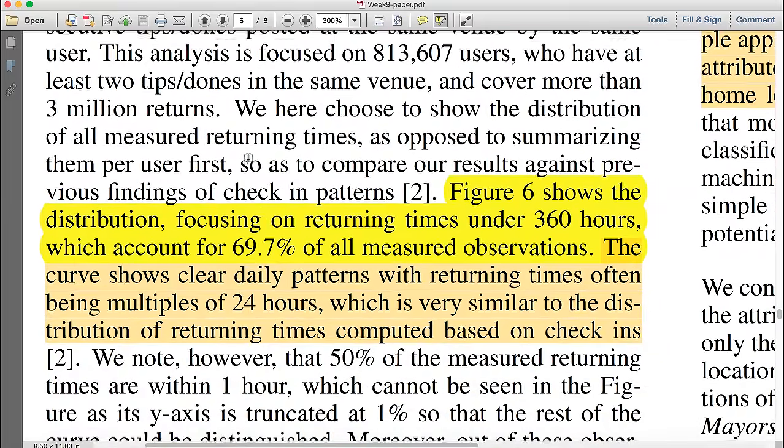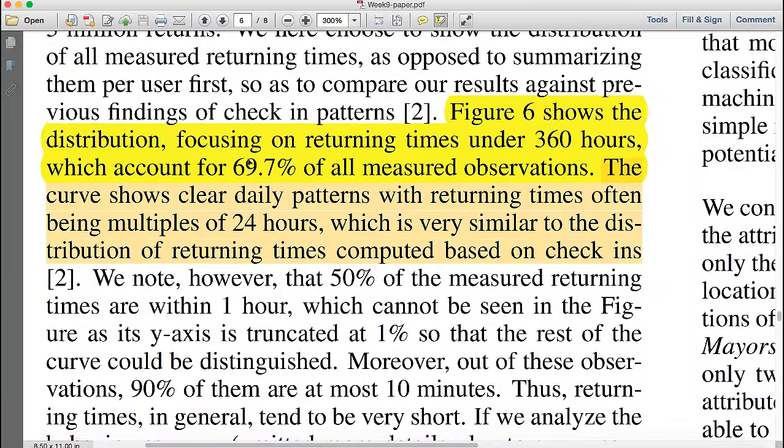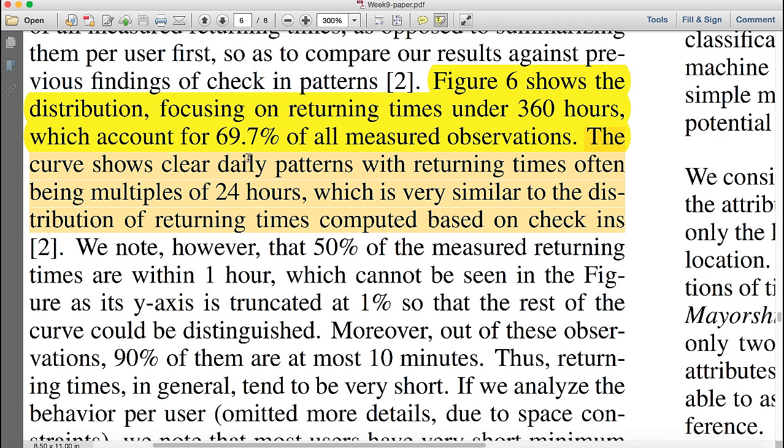Figure 6 shows the distribution focusing on returning times under 360 hours, which account for 69.7% of all the measured observations. The curve shows clearly daily patterns, with returning times often being multiples of 24 hours, which is very similar to the distribution of returning times computed based on the check-in. So if you really look at it, what does it mean? Why is it 24 hours?